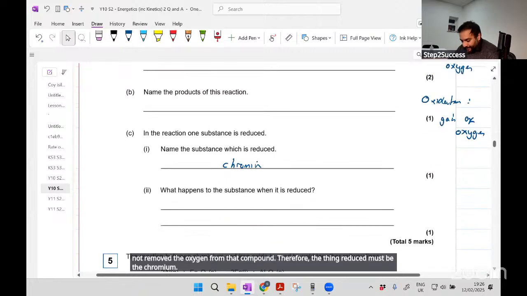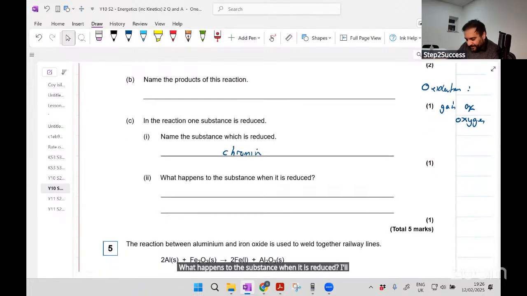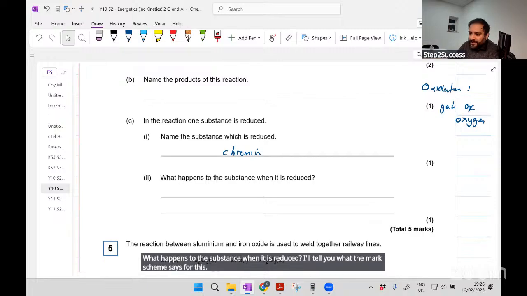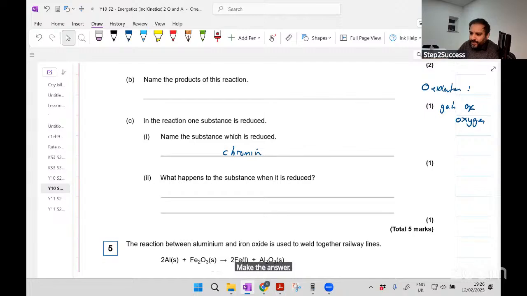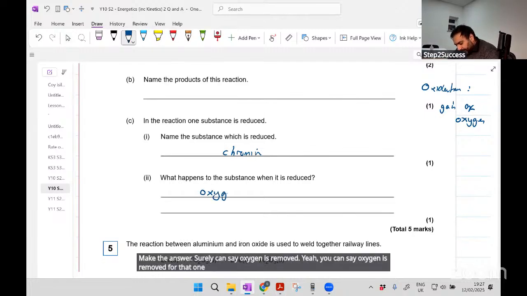What happens to the substance when it is reduced? I'll check what the mark scheme says for this, because it just depends on how complicated you want to make the answer. You can say oxygen is removed for that one. But if you want a more technical answer, you can say electrons are gained.